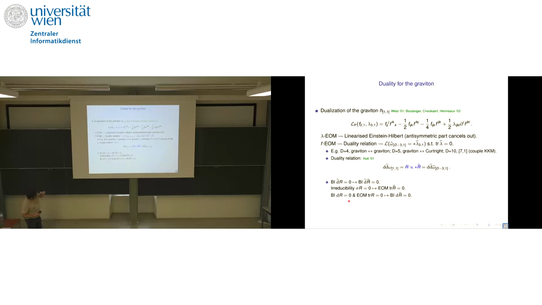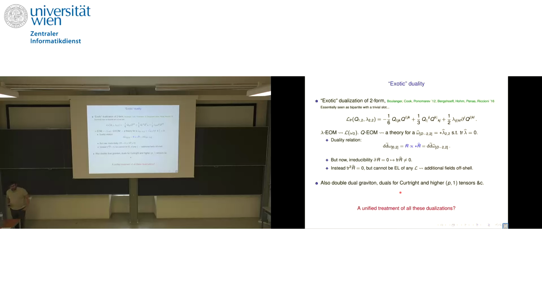And finally, the Bianchi identity dR equals 0 and the equation of motion trace R equals 0 give you the second Bianchi identity of the dual tensor. So this is a little bit more tricky than before. Finally, there is something called exotic duality, which was argued by these people here, at the very least, based on work of Chris Hull also.